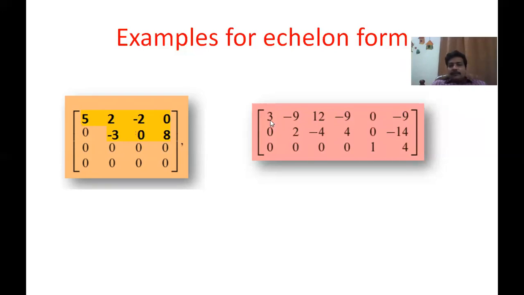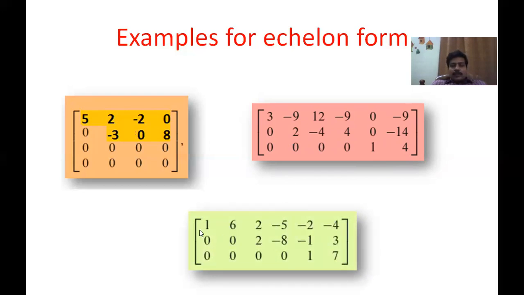We can observe that this is the leading entry, and all the entries below this 3 leading entry are zeros, and 2, this is another leading entry, and this is 0. The entry below the leading entry is 0, and this one is the third leading entry. So 3, 2, 1 are the leading entries. So this is another example for Echelon form.